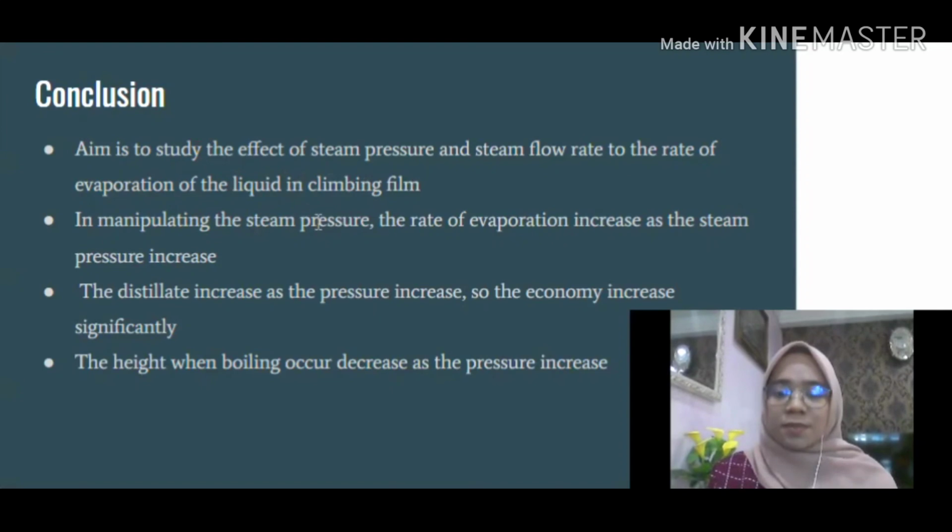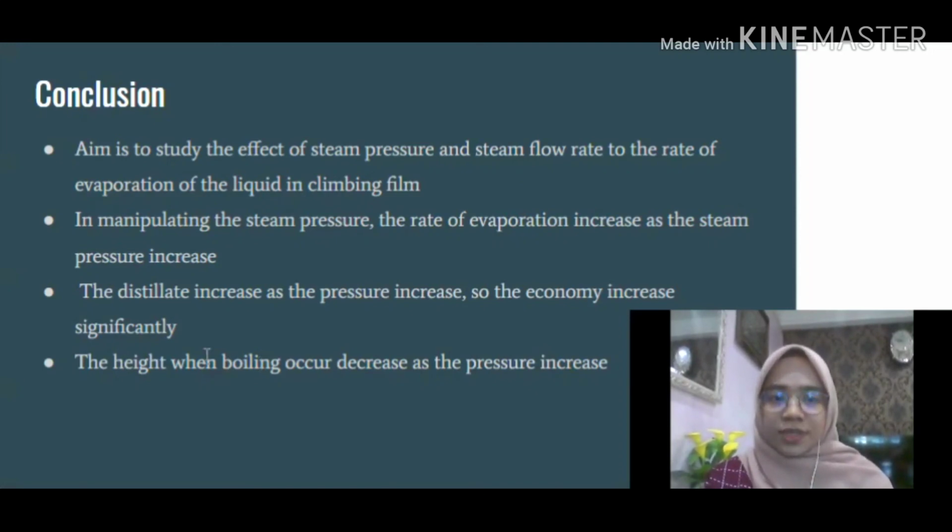When we manipulate the steam pressure, the rate of evaporation increases as the steam pressure increases. This is because when we increase the steam pressure, the temperature will increase. Thus, the energy used also increases. The distillate increases as the pressure increases, so the economy increases significantly. The economy can be obtained when we calculate the mass of distillate over mass of condensate. Next, the height when the boiling occurs in the evaporator decreases as the pressure increases.